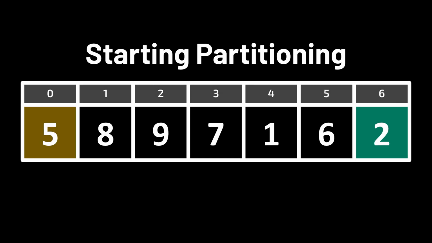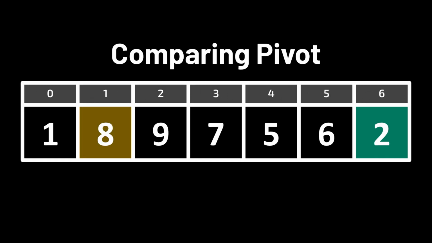We can see that 5, 8, 9, and 7 are all larger than 2, so they can stay in place. However, 1 is less than 2, so it should be moved to index 0. None of the numbers are larger than 2, so we can move 2 to its correct placement in index 0. The left side of our array has been sorted.